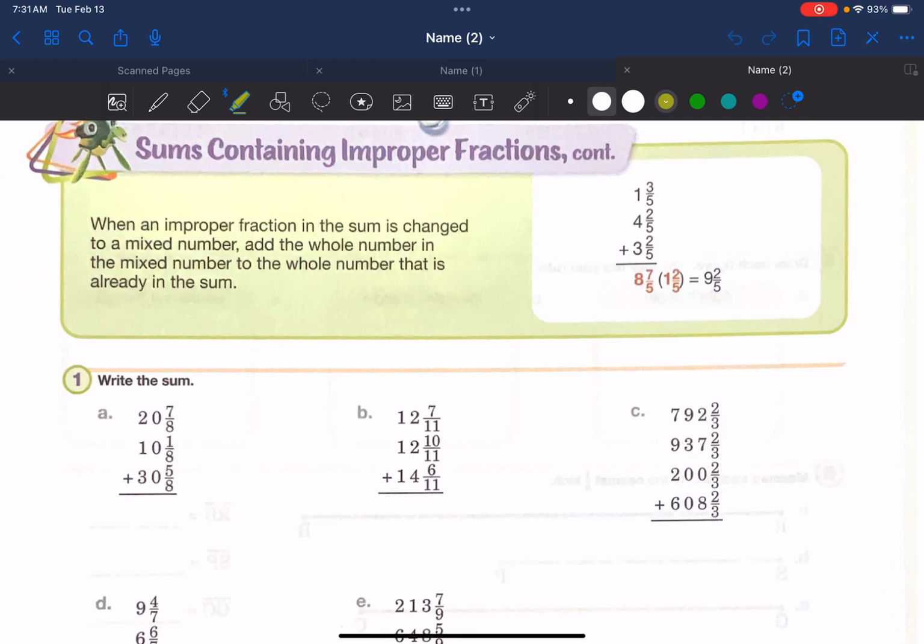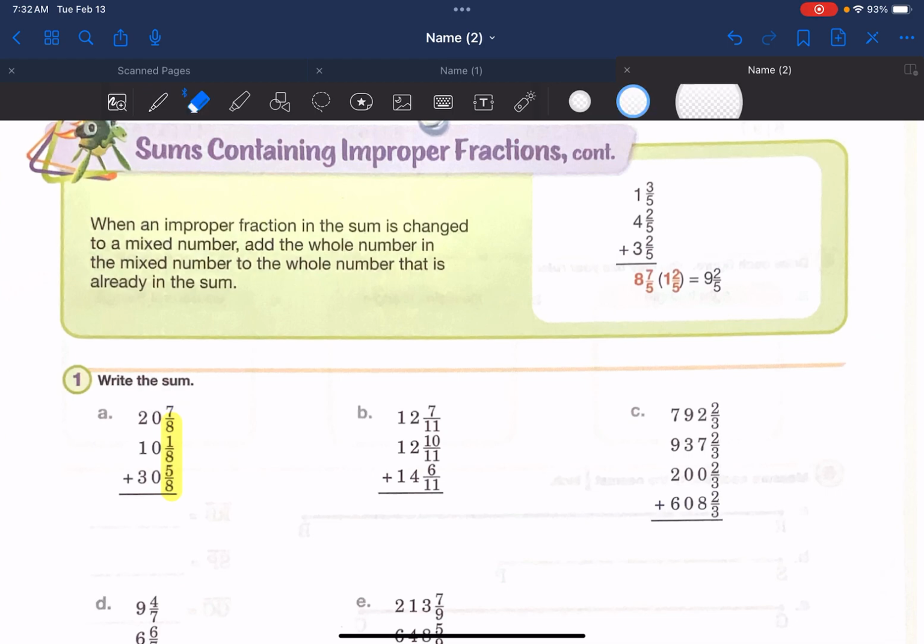So the green box says when an improper fraction in the sum is changed to a mixed number, add the whole number in the mixed number to the whole number that is already in the sum. So that's where I was showing you last week, where if we have more than one in our fraction side, then we carry it over to our tens.